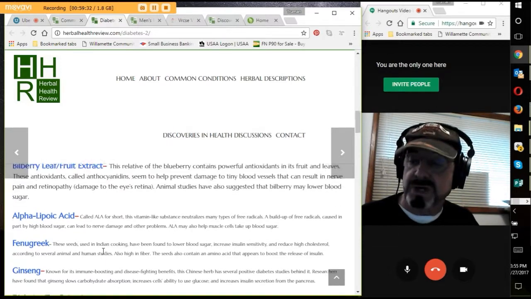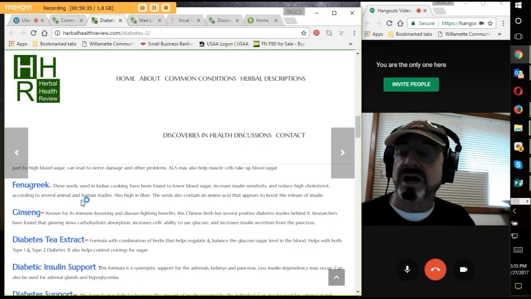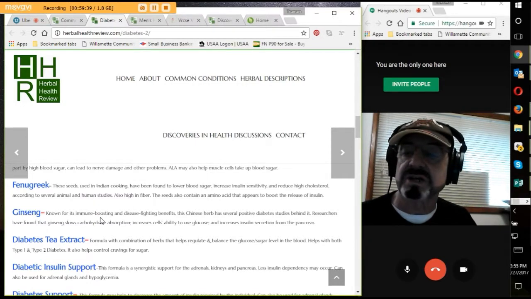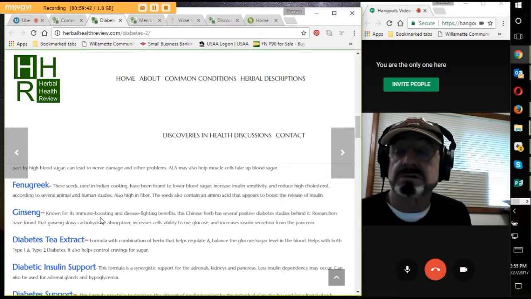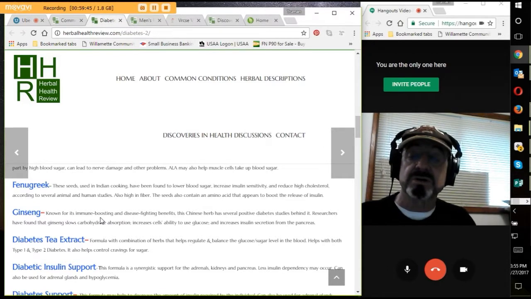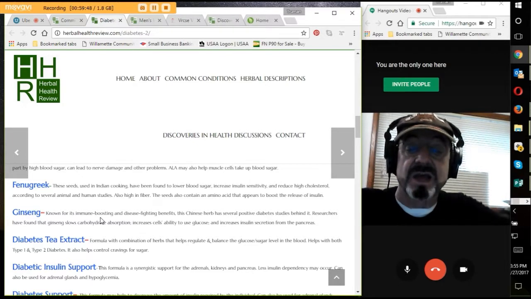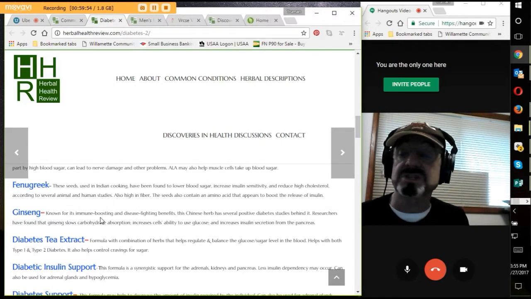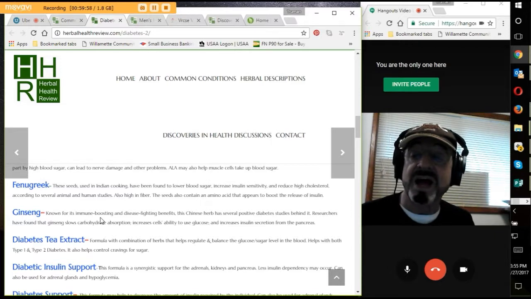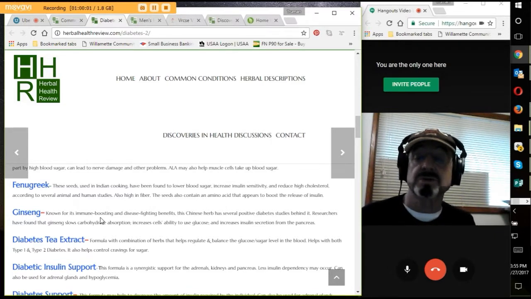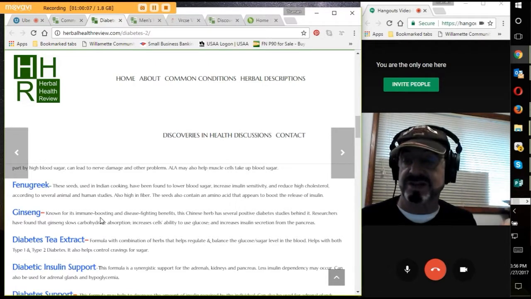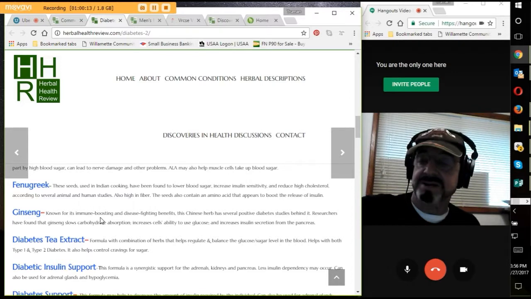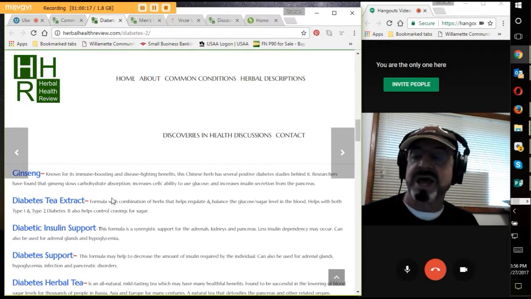Another one that we could add if we needed it is fenugreek seeds. Fenugreek seeds, used in Indian cooking, have been found to lower blood sugar, increase insulin sensitivity and reduce high cholesterol, according to several animal and human studies, and they're also high in fiber. The seeds also contain an amino acid that appears to boost the release of insulin. So now we're helping it all work with fenugreek seeds, and that's one that could be added if we want to get serious.